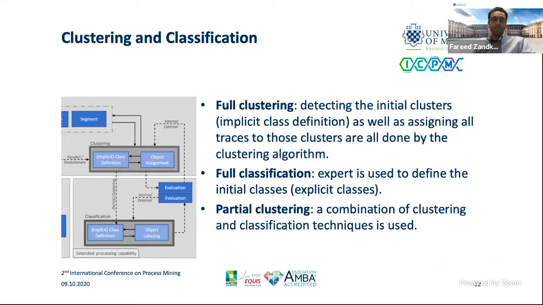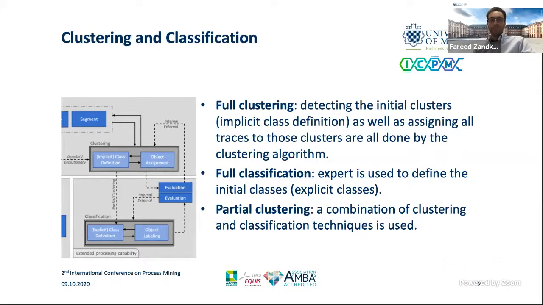In the full classification approach, expert knowledge in the form of human grouping or to-be process model like documents is used to define the initial classes. We call them explicit classes that are later used by classification techniques to assign the rest of the traces to the clusters. In the partial clustering approach, a combination of clustering and classification techniques are used.